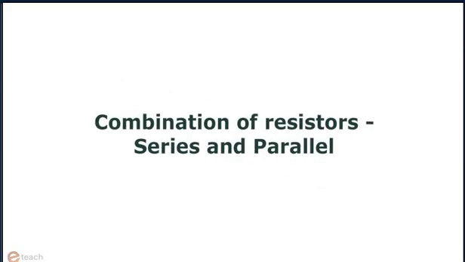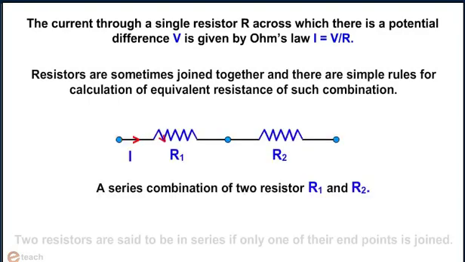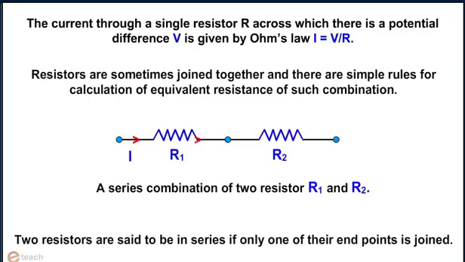Now we are going to learn about different combinations of resistors and cells and their different applications. By using Ohm's law, we can easily calculate the current through any resistor. Resistors are joined together to form many combinations. We follow some rules to calculate their equivalent resistance.